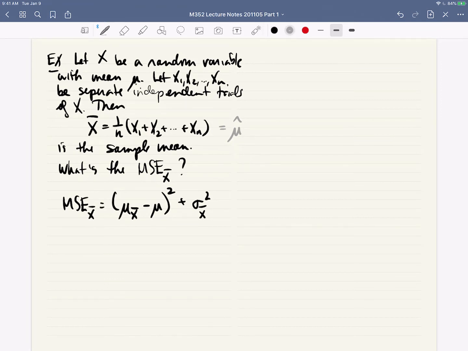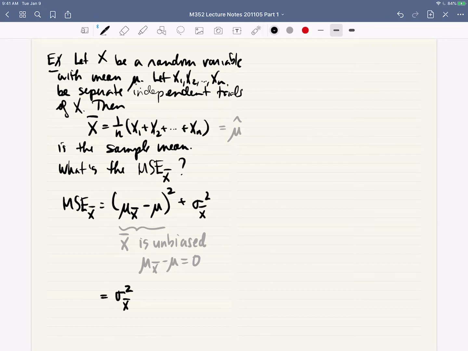In part 1 of this mini lecture, we showed that the sample mean is an unbiased estimator. No matter what your random variable is, the sample mean is always unbiased. That means that this is always 0. So to calculate the mean square error of the sample mean, we just need to calculate the variance of the sample mean.